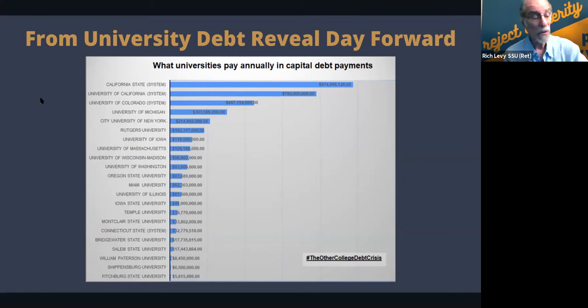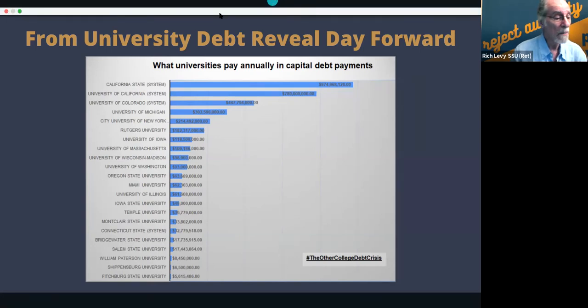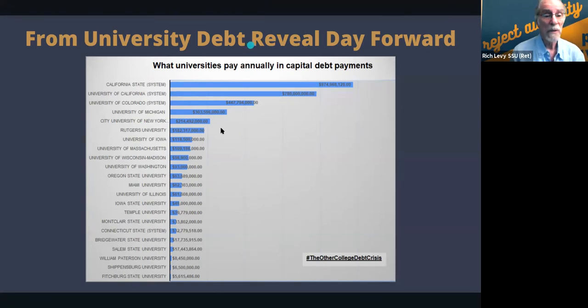The chart below doesn't show the amount of debt per se, but it shows the annual debt payments. The total debt for campuses right now across the US is $151 billion. And as you can see, in the biggest systems, California is $900+ million a year just in debt service payments. So this is really a significant factor.